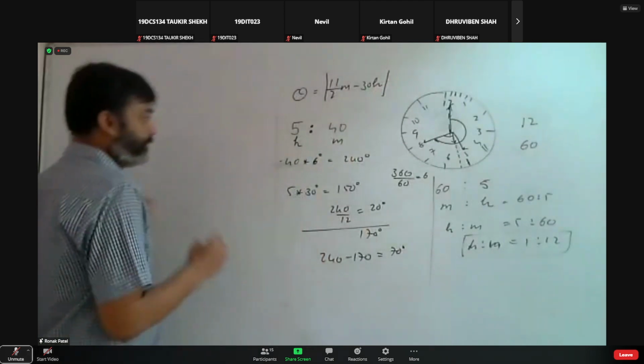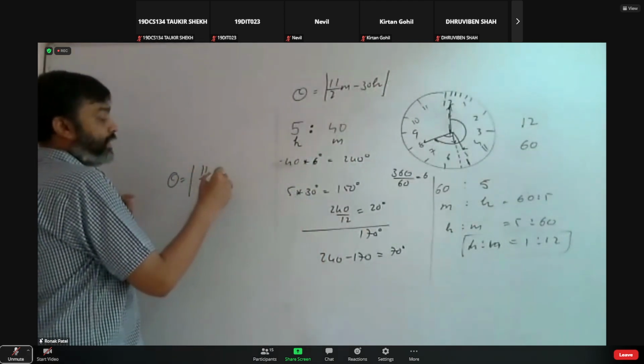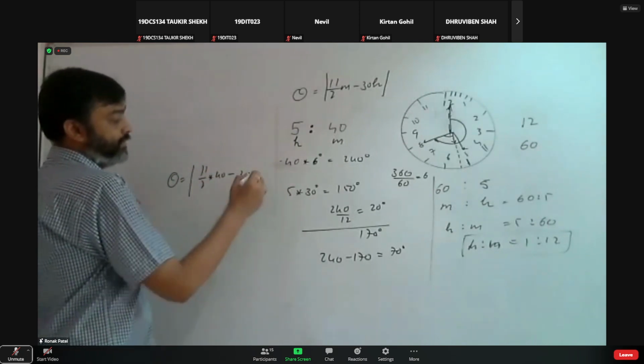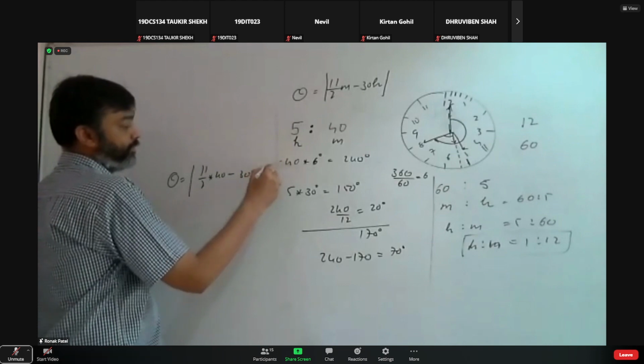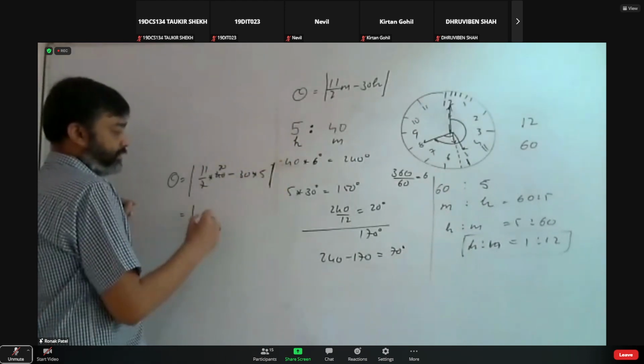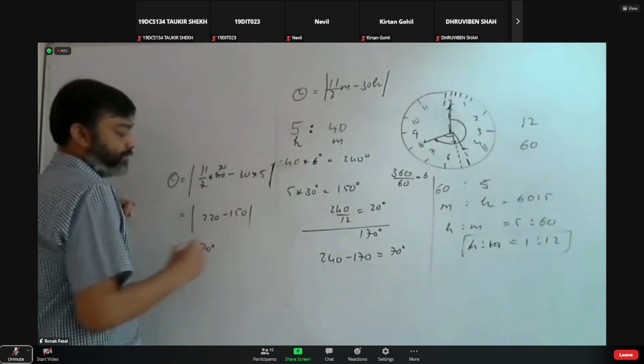So theta is equal to 11 by 2 times 40 minutes, minus 30 times the hour, and the hour means 5. So this is 220 minus 150, and that is 70.